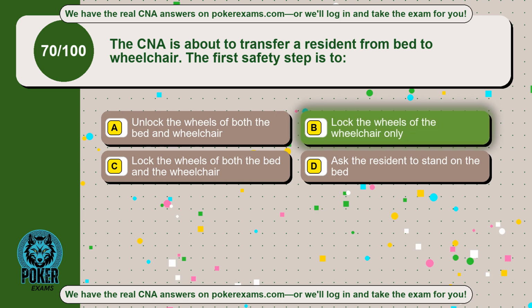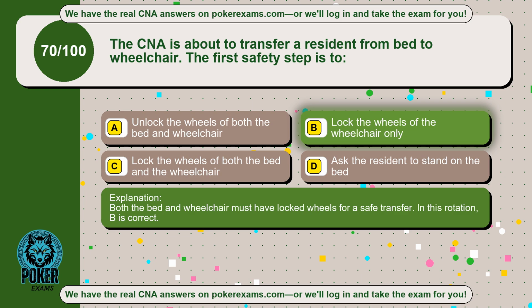The correct answer is option B, lock the wheels of the wheelchair only. Both the bed and wheelchair must have locked wheels for a safe transfer. In this rotation, B is correct.